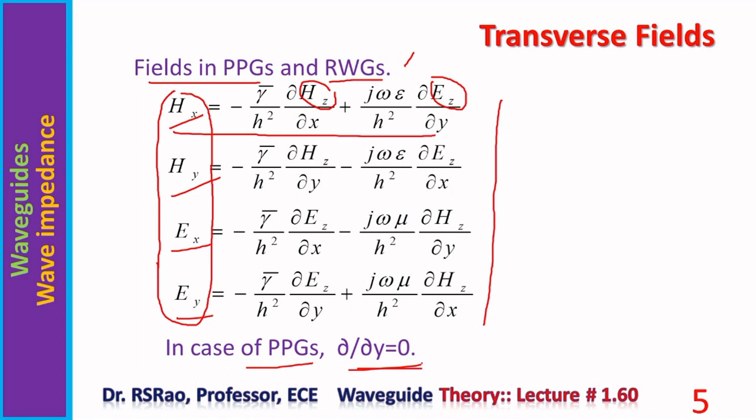Now, if I want Zz, the wave impedance for a rectangular waveguide, I can substitute Hx, Hy, Ex, Ey in the defining relations that are shown in the previous slide. For a parallel plate guide, if I want the waveguide impedance, replace Hx, Hy, Ex, Ey in the defining relation shown in the previous slide, along with replacing dou by dou y with 0.